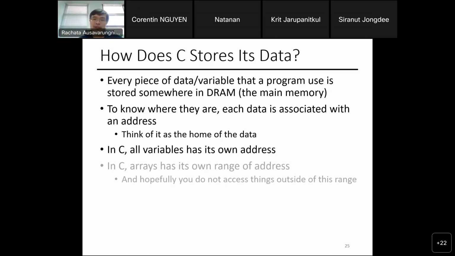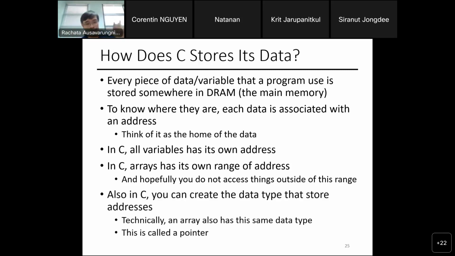So your data has its own address. Your array, because an array is a bunch of multiple pieces of data, would then have a range of addresses, and hopefully the range doesn't overlap, so hopefully you don't write into your friend's data. So unique data should have a unique address. Also in C, you can create a data type that stores the address. So instead of storing the data, you store the location. We call this a pointer.